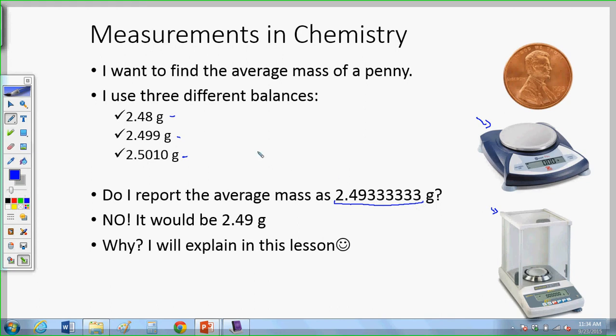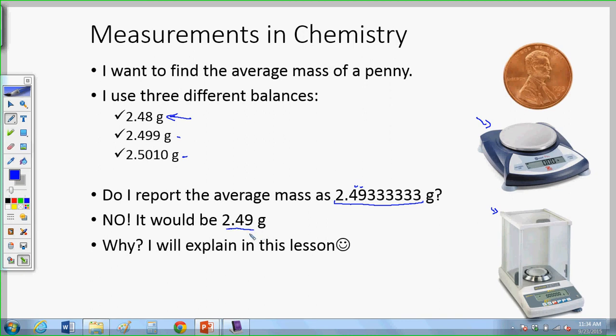If you take a look at my measurements, we were limited by the precision of the balance that only allowed us to have 2 decimal places. For example, my balance over here that only had 2 decimal places is my least precise balance. Therefore, my average can be no more precise than my least precise instrument. Because my least precise instrument had 2 decimal places, I'm only allowed to have 2 decimal places. So I'm limited to reporting the average mass of the penny as 2.49 grams.